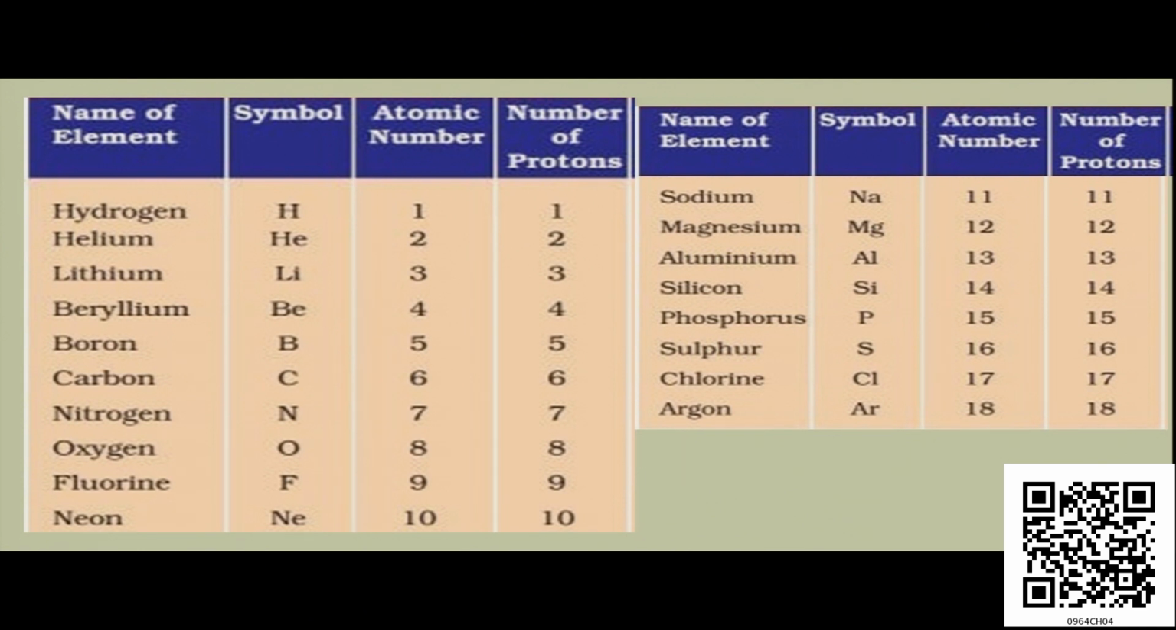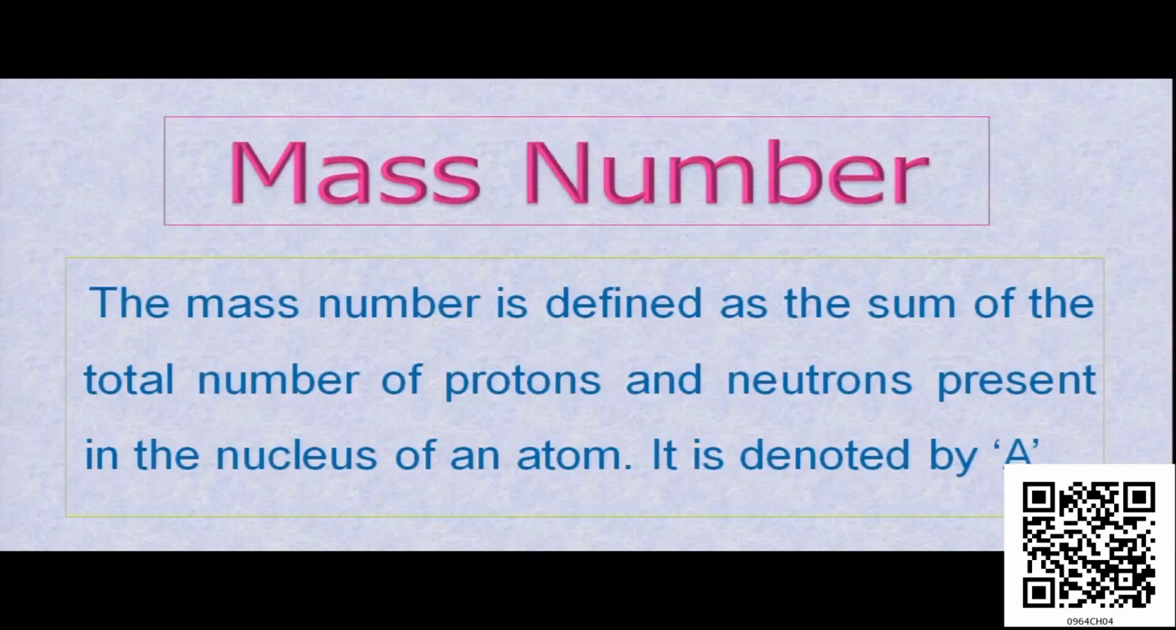Now moving on to the next concept, which is associated with the number of protons and neutrons together, which is present in the nucleus, called the mass number. It is the sum of the number of protons and neutrons which is present in the nucleus. As you can see in the definition, the mass number is defined as the sum of the total number of protons and neutrons present in the nucleus of an atom, and it is denoted by capital A.